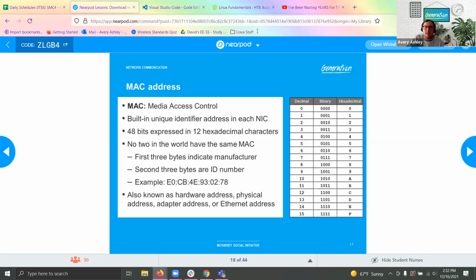Let me get my annotator. So our first 3 bytes will indicate the manufacturer, so whoever made the device. The last three are going to be your identification number.